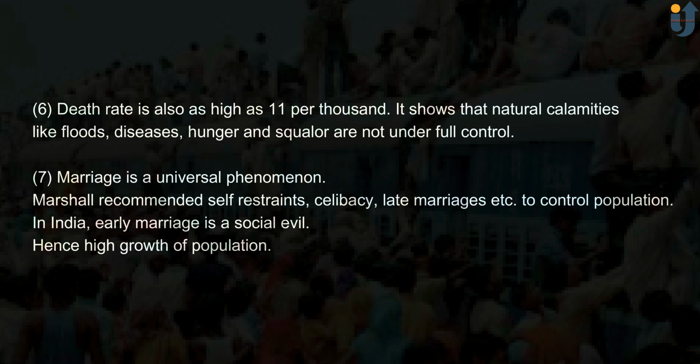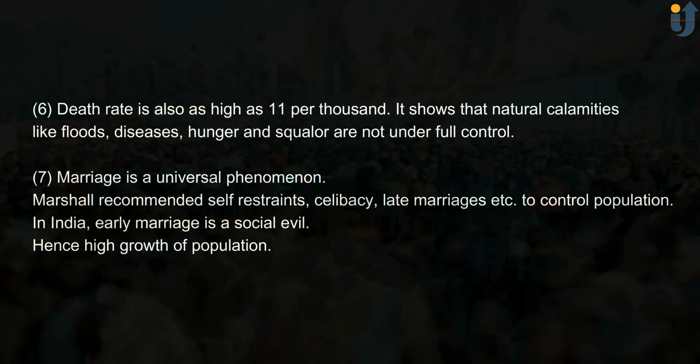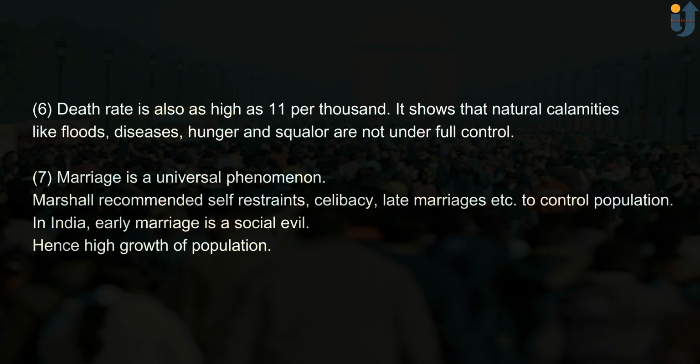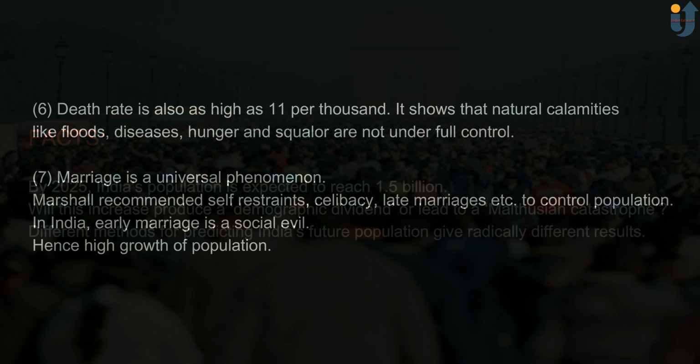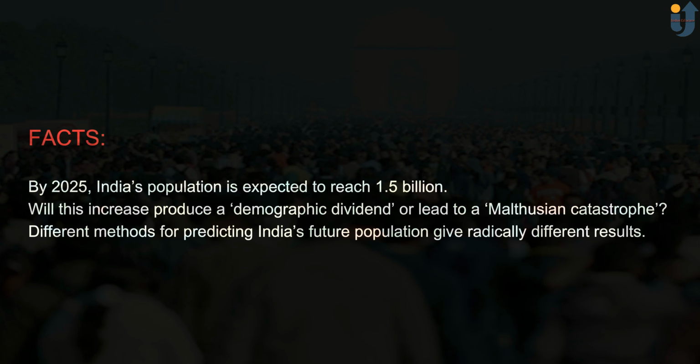And the last, marriage is a universal phenomenon in India. Marshall recommended self-restraint, celibacy, late marriages, etc. to control population. In India, early marriage is a social evil. Hence, the high growth of population in India. The fact is that by 2025, India's population is expected to reach 1.5 billion.